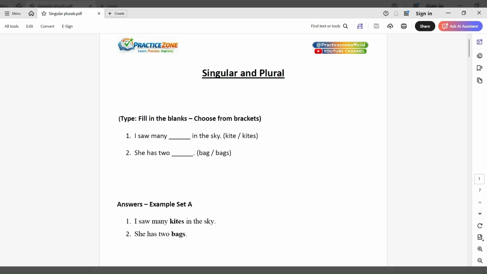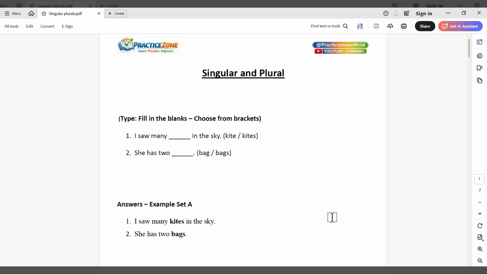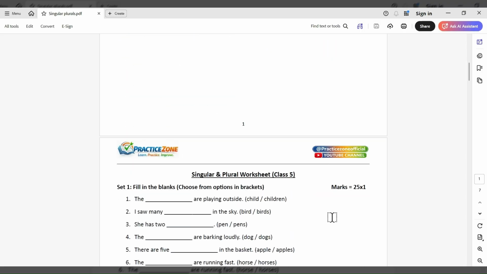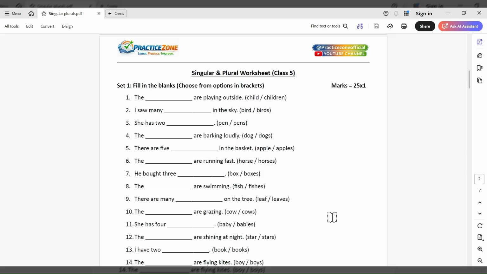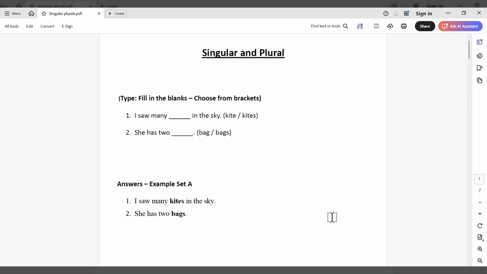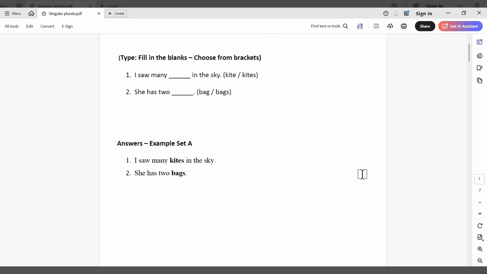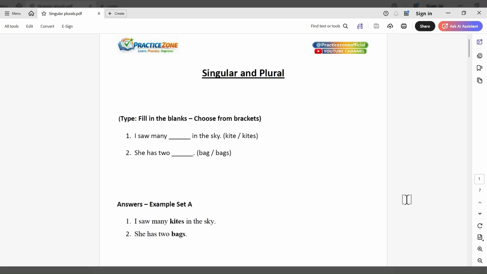If you have already learned this chapter, now it's time to practice because grammar becomes strong only when you use it. Let's do a quick revision. Singular means one. Plural means more than one. For example, one kite becomes many kites. One bag to two bags. Most of the time we add s or es to form plurals. But there are other forms too, which you already know if you have studied this chapter. Don't worry, practice will make everything clear.